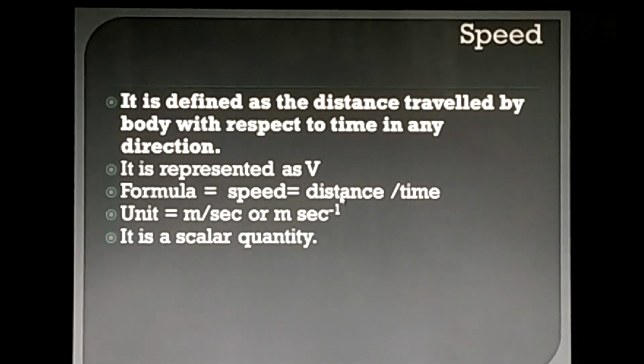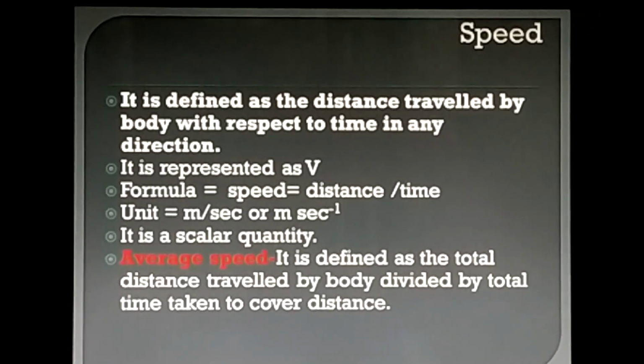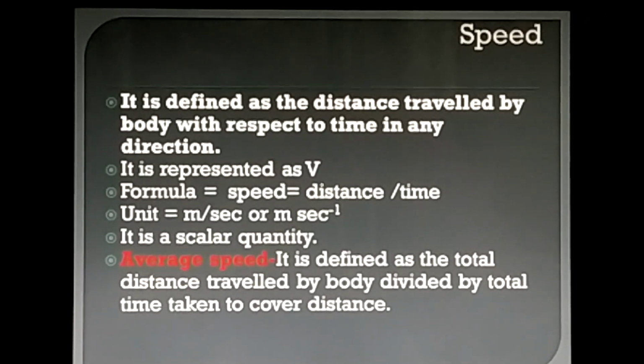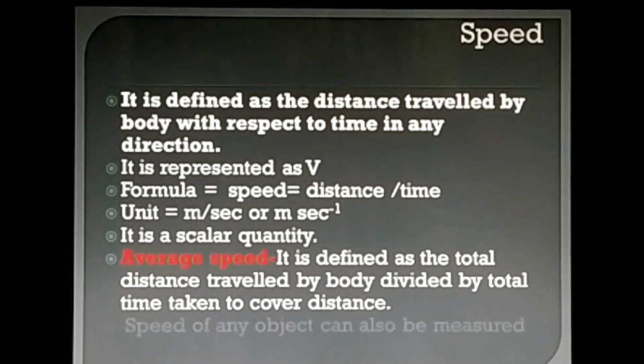Next, it is a scalar quantity. Again, it shows only the magnitude. Next is the average speed. It is defined as the total distance traveled by the body divided by the total time taken to cover the distance. Whatever distance the body has covered, we add it up and divide by the total time. So the time taken by the body to move at different places, and the distance covered, we take them and we can find out the average speed.